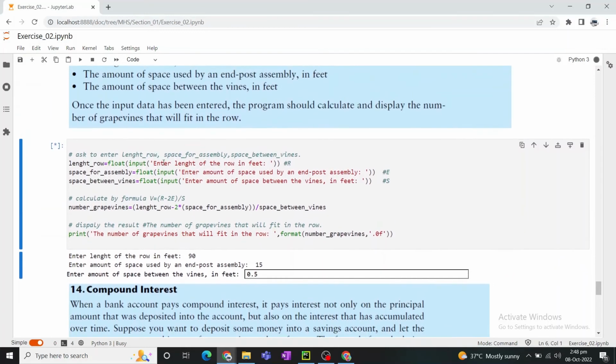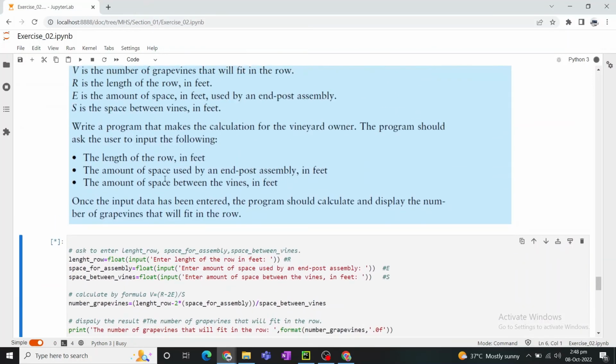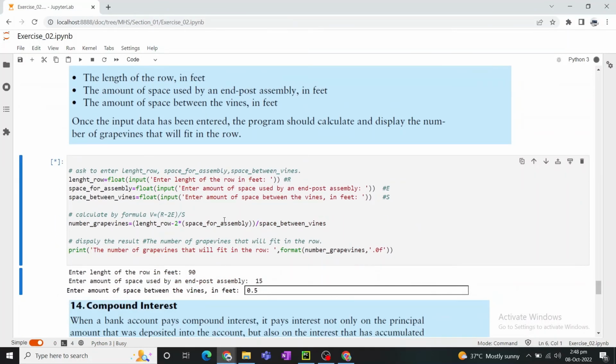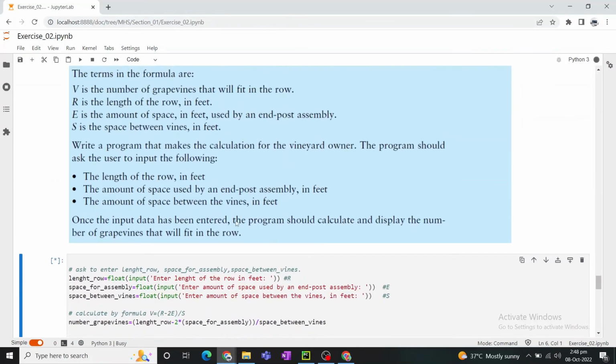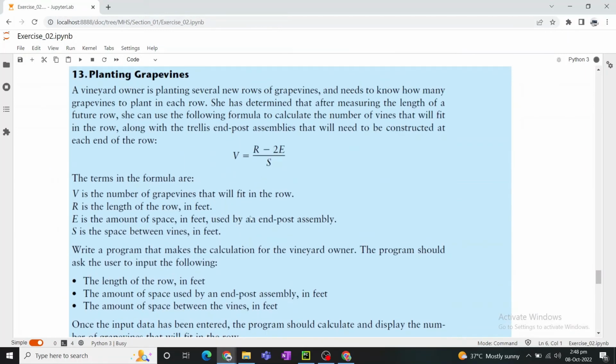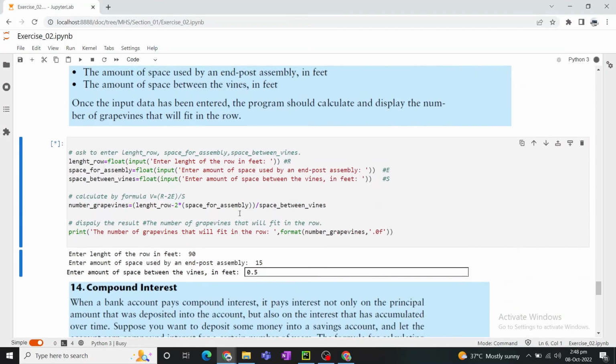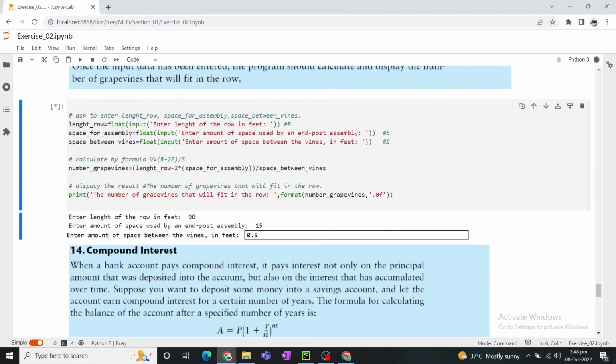And we can see the number of grapevines per row, that is the same formula. We can see R minus 2 multiplied by E, the space used by the end post assembly, and this bracket is completely divided by the space between the vines, that is S over here. Now we will obtain the number of grapevines over here, and we will print the total number of grapevines that will fit in the row.